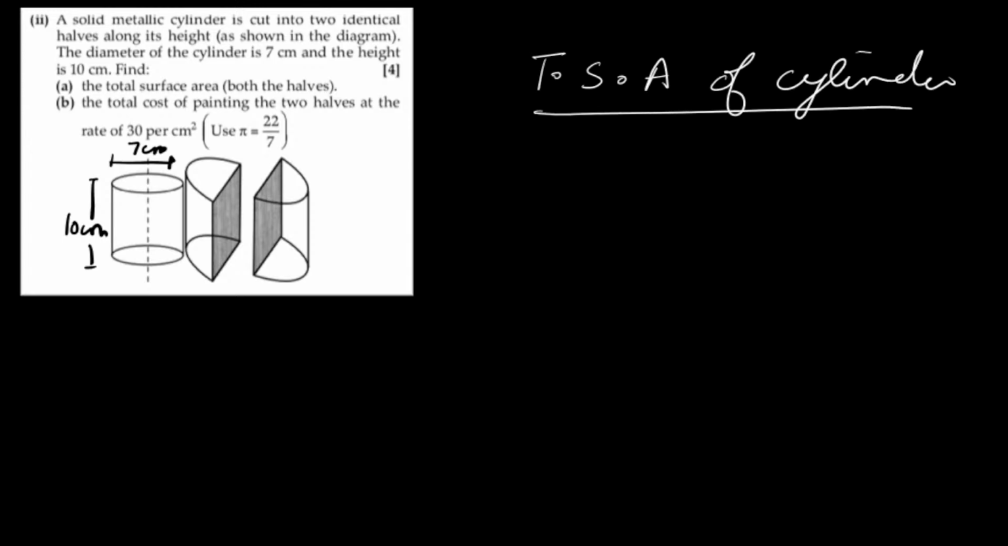See, in this question I'll tell you there was a common mistake which many students made. What they did, they found the total surface area of the cylinder. So you have to avoid this mistake. What most of the students did, they found the total surface area of the cylinder and then divided it by 2, and then wrote that as the total surface area of each half. But that is absolutely wrong.